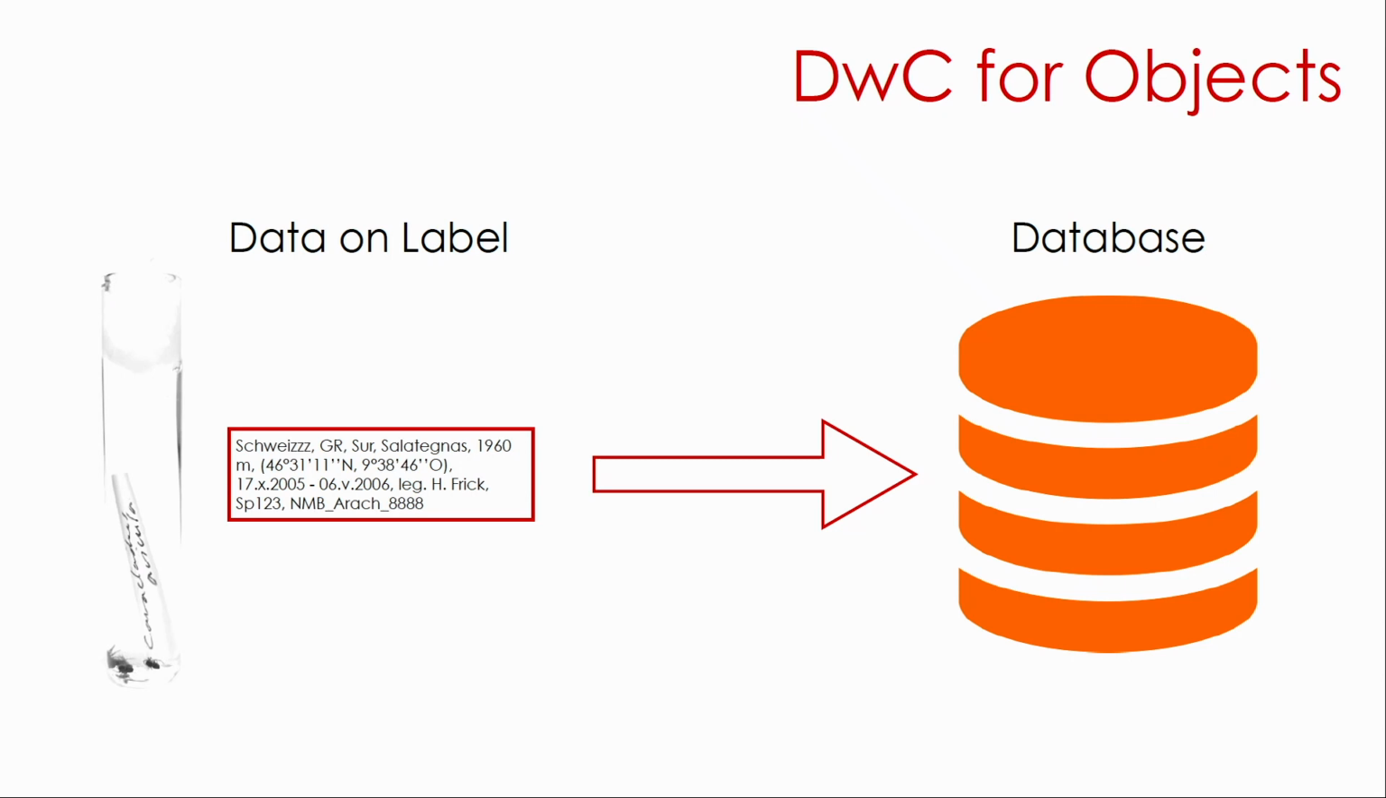And now we're at the objects part. This is a spider I collected a couple of years ago. This is my label, including lots of mistakes.